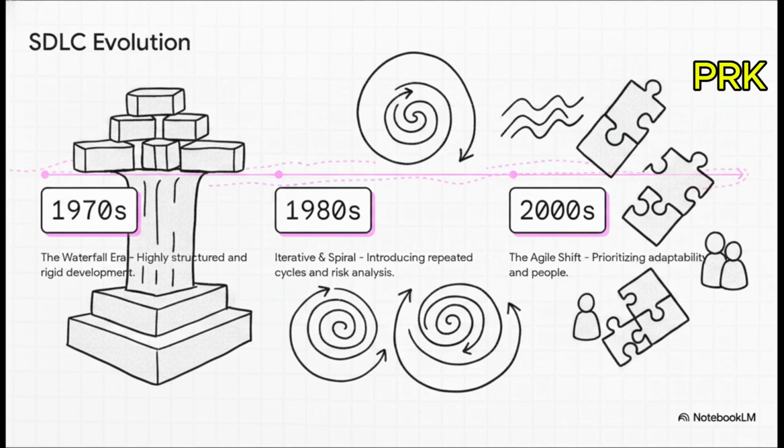By the 1980s, as software inevitably got way more complex, we saw the rise of the iterative and spiral models, which started introducing cycles. And then, the 2000s brought the massive agile shift, prioritizing adaptability above all else. Let's actually break these down one by one.